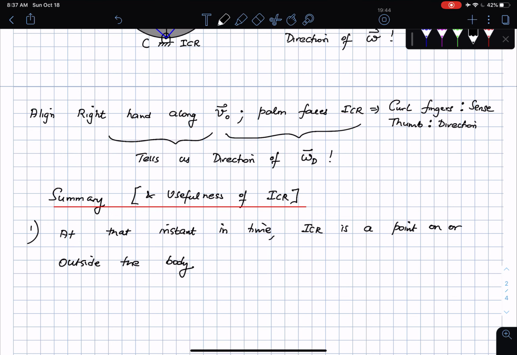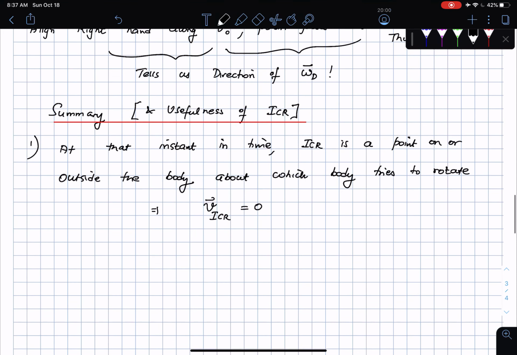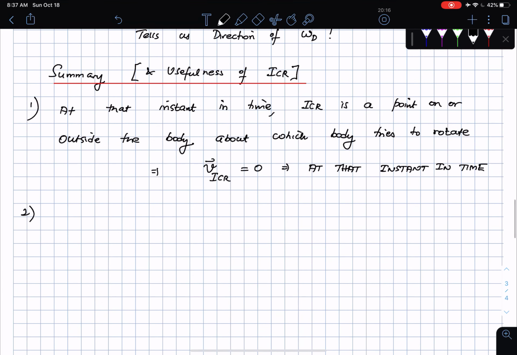Okay, about which the body tries to rotate, which implies that the velocity of the ICR is going to be 0. Okay, so this is the first point. This is what we've been talking about at that instant in time.